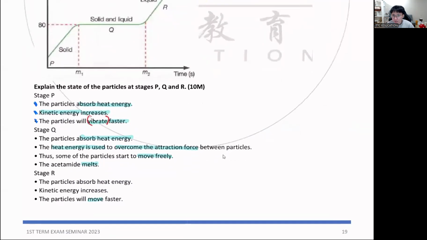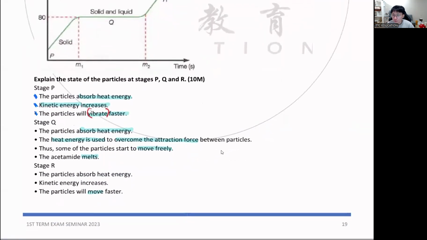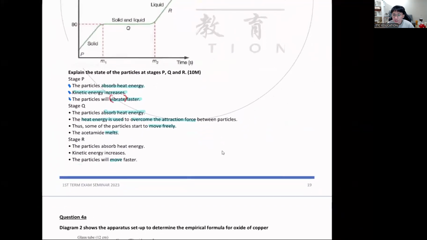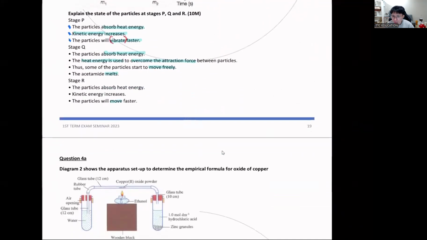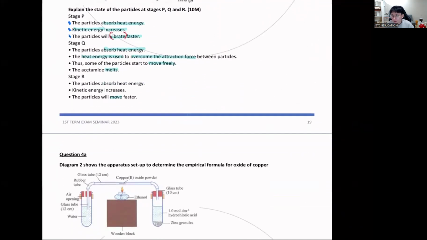Okay, guys, done with this type of question. Then I can go for another type of question. Finally entering chapter 3, the empirical formula.